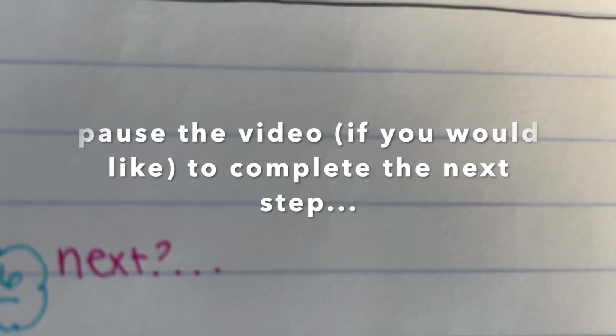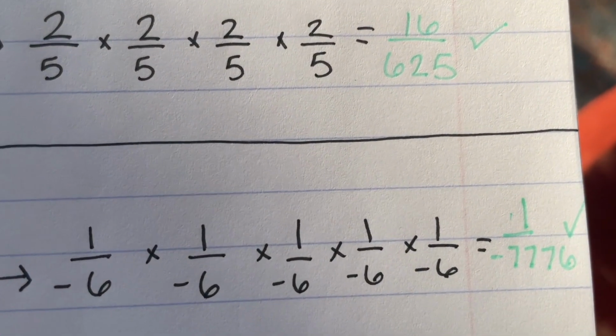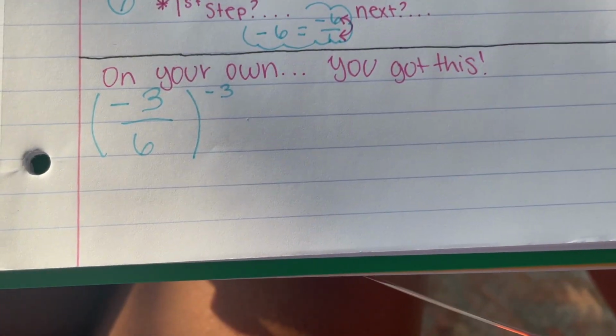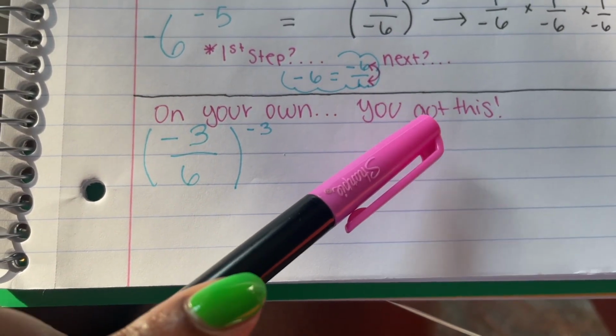Now, what do we do next? We flip that fraction, or find the reciprocal, and that becomes 1 over negative 6. Which then makes our exponent positive. So 1 over negative 6 raised to the power of 5. And we go in and we solve this problem, and we get 1 over 7,776. And for the last problem, I would love for you all to do it on your own. You got this.